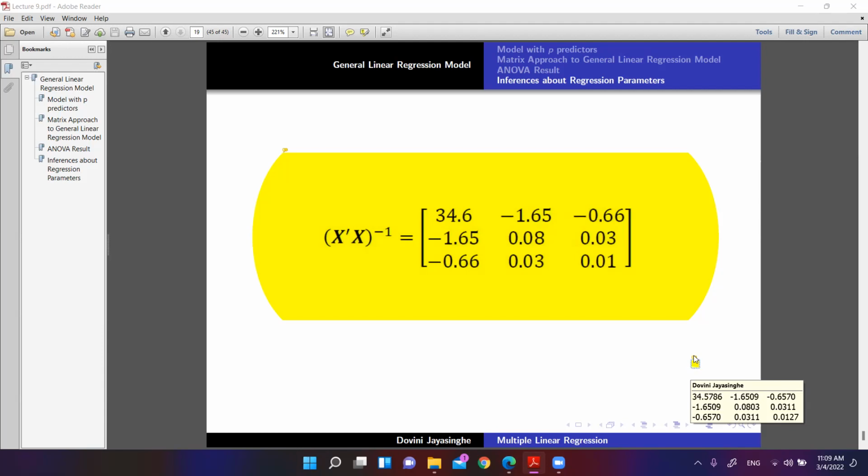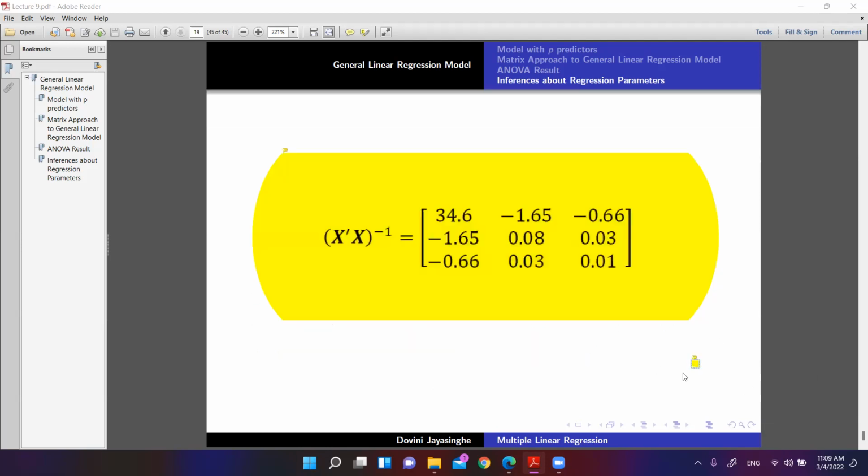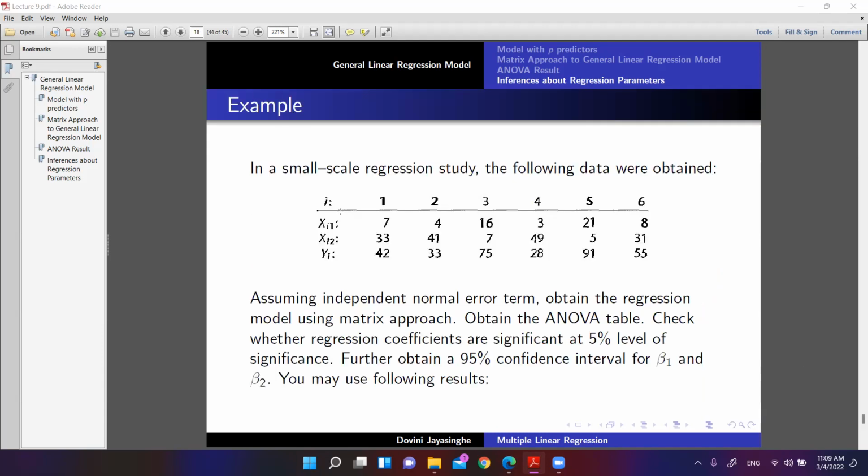I assume that you have copied the X transpose X inverse matrix now, so I'll switch back to here so that you can work all these out. Anyway, you have the lecture notes with you, the comments are there, so you can even get this. First, give me the values of beta naught hat, beta 1 hat, and beta 2 hat. Let's do that.